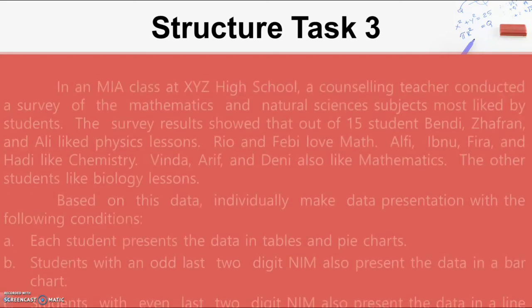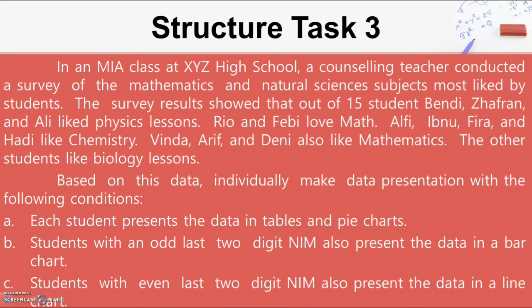This is a question of structure test 3. In an MIA class at XYZ High School, a counseling teacher conducted a survey of the mathematics and natural science subject most liked by students. The survey results show that out of 15 students, Bendy, Zafran, and Ali like physics lessons, Rio and Feby love math, Alfi, Ibnu, Fira, and Hadi like chemistry, Vinda, Arif, and Dani also like mathematics. The other students like biology lessons.